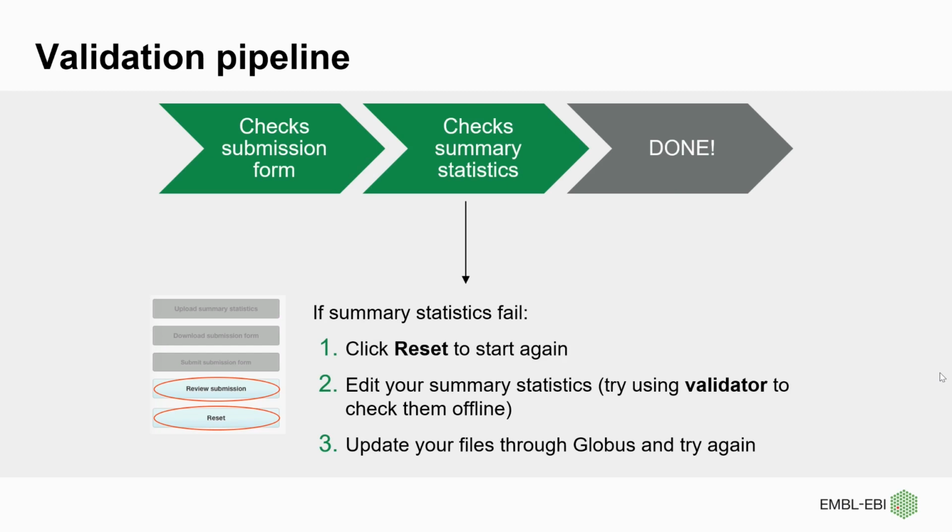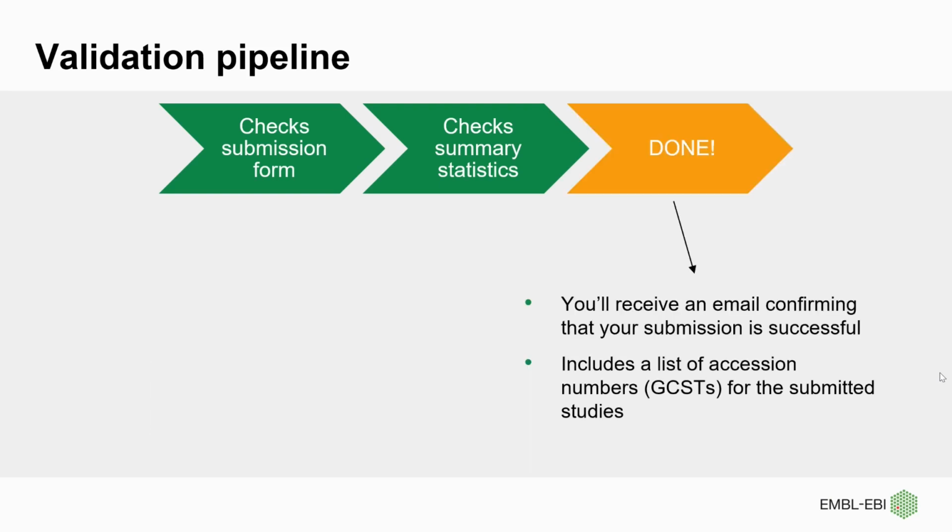But if the submission form is okay, it will then go on to check the summary statistics themselves. If this step fails, you'll receive an error, and you can click Reset to edit your files and start again. This step can take some time if you have to make a few changes. So you probably want to run the offline validator to check your files before you upload them to GWAS and try again.